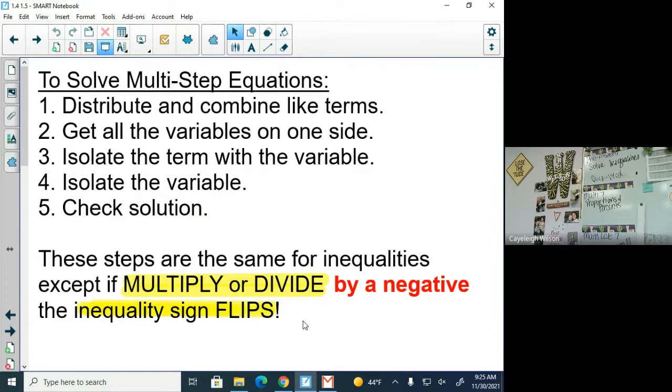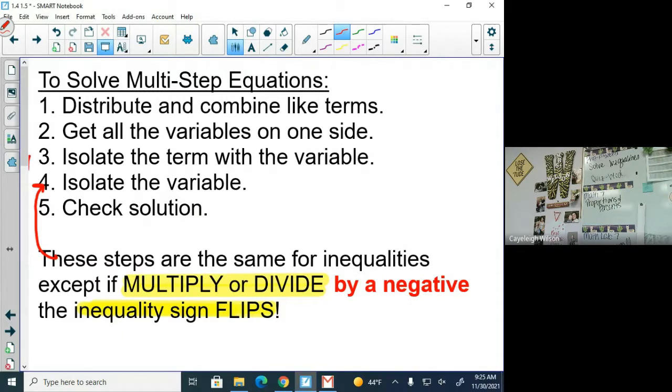Step 1, I'm going to distribute and put together like terms. Step 2, I'm going to put all the x's on one side. Step 3, isolate the term with the x. Step 4, get x by itself. And then step 5 is to check it. The only difference is in step 4: if you multiply or divide both sides by a negative, you're going to flip that sign. So all those steps are on your notes paper.